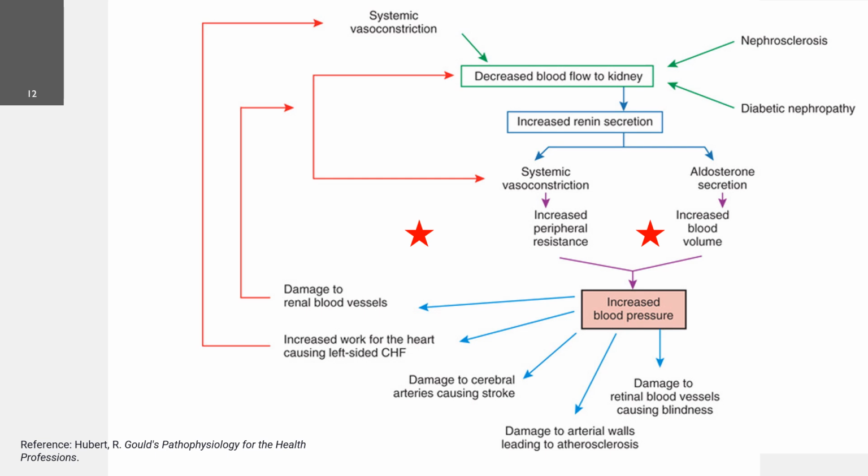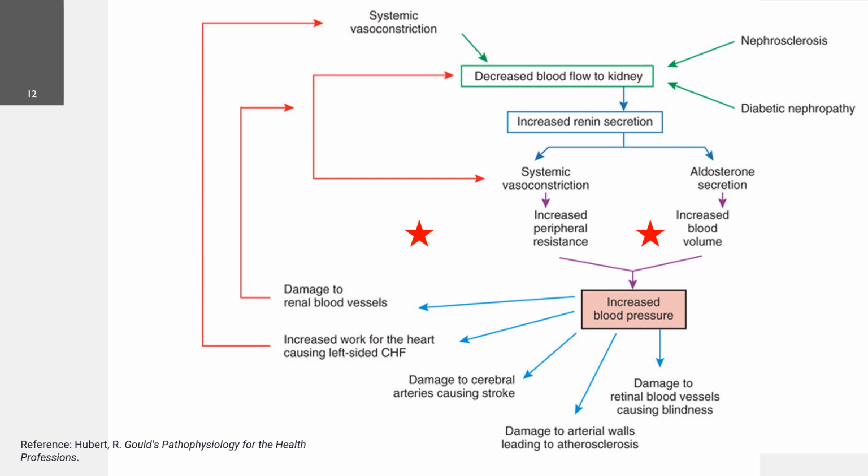So blood pressure control. Blood pressure is equal to cardiac output times peripheral vascular resistance. The higher the cardiac output or peripheral vascular resistance, the higher the blood pressure. The lower the cardiac output or peripheral vascular resistance, the lower the blood pressure.